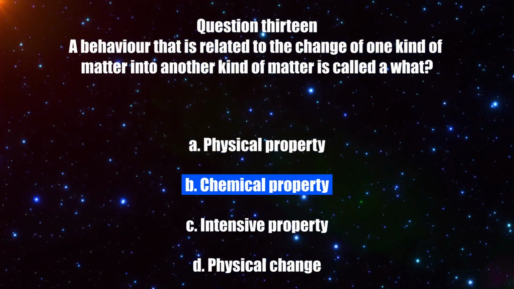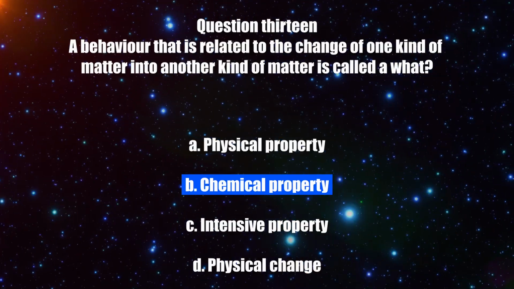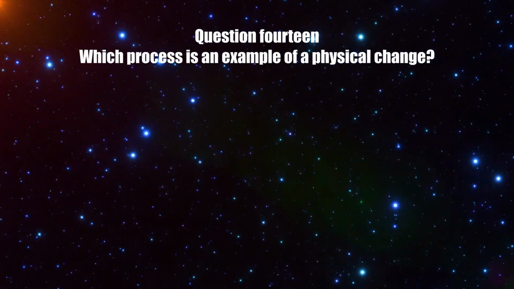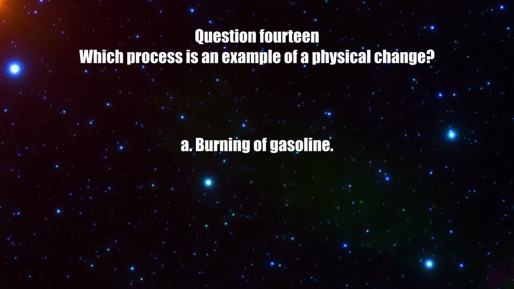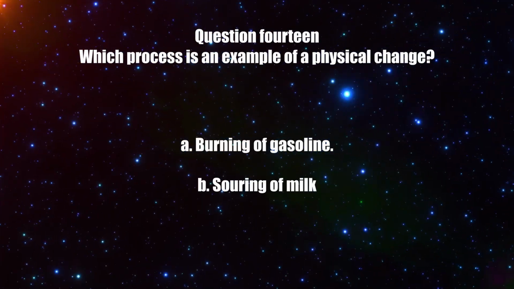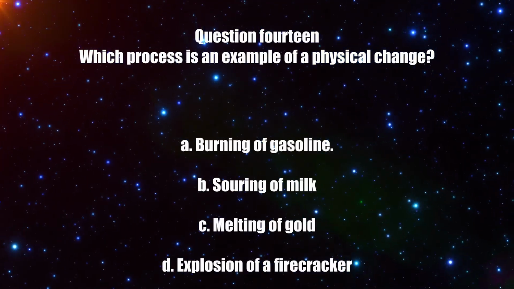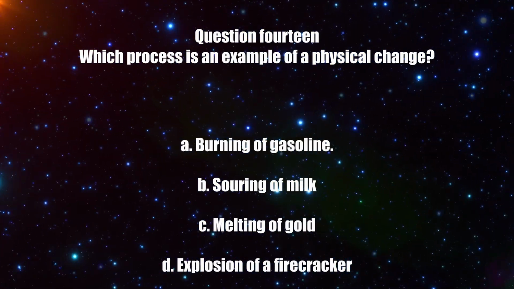The correct answer is B. Chemical property. Question 14. Which process is an example of a physical change? A. Burning of gasoline. B. Souring of milk. C. Melting of gold. D. Explosion of a firecracker.